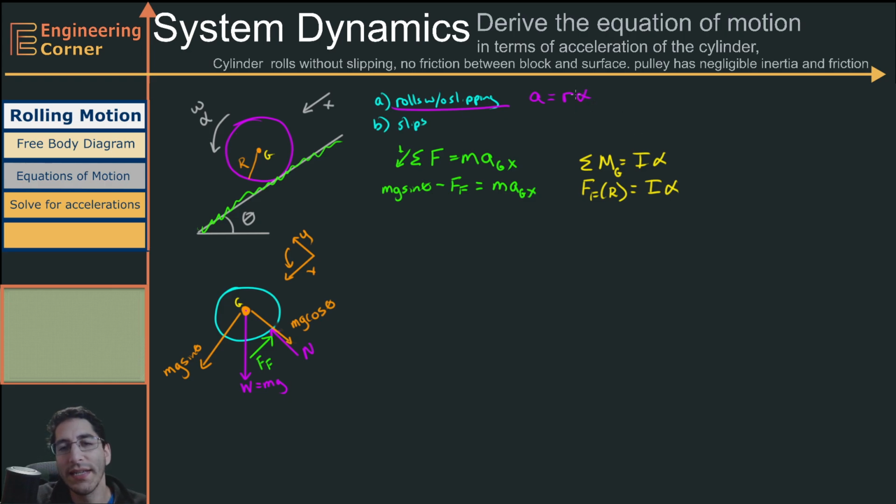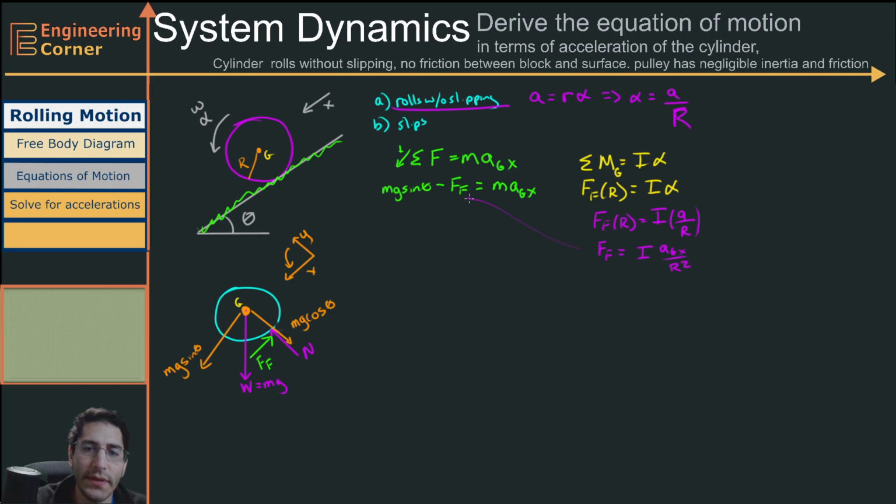And what I can do is just back substitute now. I can get that alpha is going to be equal to my acceleration over r. So I can put that right here. My frictional force times r is equal to I times a over r, and we'll write this as a capital R, squared, over r. Then when I divide this r right here, I get over r squared. So my frictional force is equal to I a over r squared.